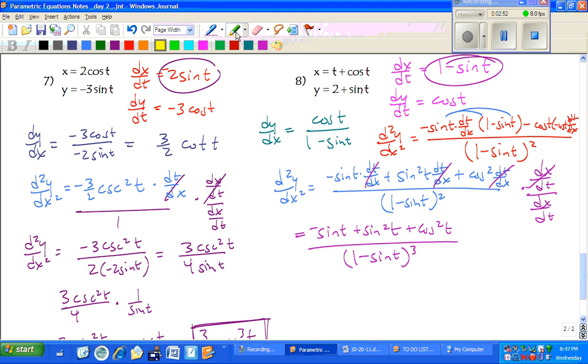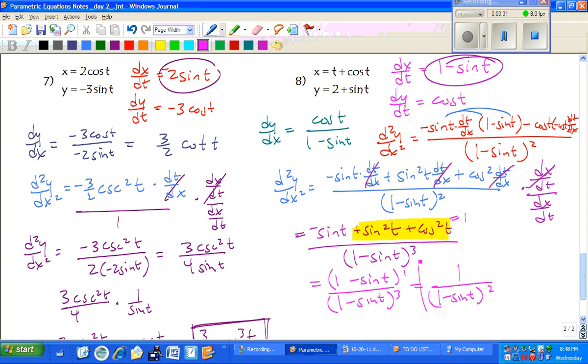So remember, that's just going to give us 1 minus sine cubed. There is one more thing that we can simplify here. Actually, a couple things, but one to start with. What's sine squared plus cosine squared? That would be 1. So we end up with 1 for all of this. So 1 minus sine of t all over 1 minus sine of t cubed. So we can do a little bit more simplifying here. It's like 1 minus sine of t to the first over 1 minus sine of t cubed. So we end up with 1 over 1 minus sine of t squared for our second derivative.